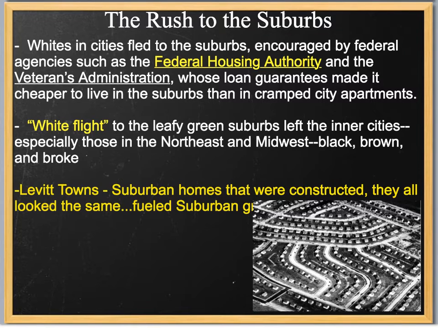All right, so in the late 40s and 1950s, the economy did boom, and many white Americans were moving out to the suburbs. Partly it was encouraged by federal agencies to encourage housing. The VA helped the veterans find low-cost loans as well. And so there was a rush to the suburbs, and this is called white flight. Many whites were leaving the city and they moved out to the suburbs.